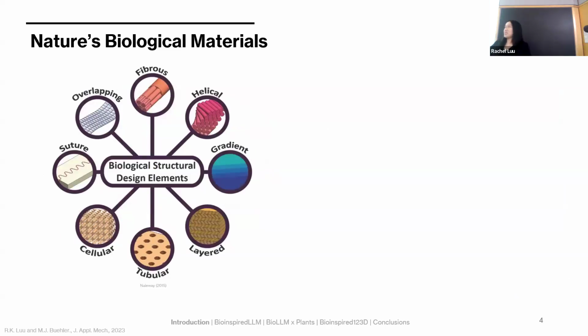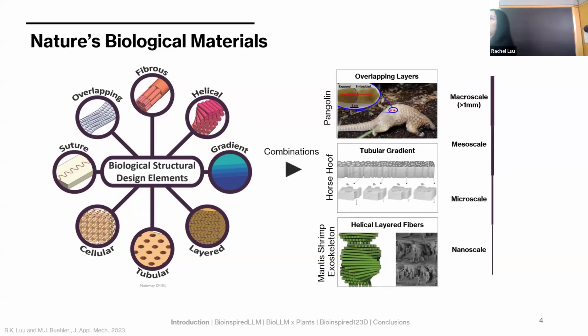What are those design elements? Research has shown these are the 8 most common design elements that you'll see throughout nature. And they'll exist across all different length scales and also in many different combinations throughout nature. For instance, the pangolin shell has these overlapping layers. The horse hoof wall has a tubular gradient. And the mantis shrimp exoskeleton has this Bouligand-like structure, these helical layered fibers. And you can see they exist not only in combination, but also across length scales.